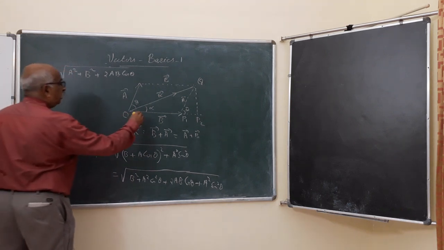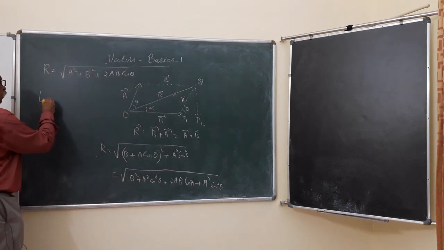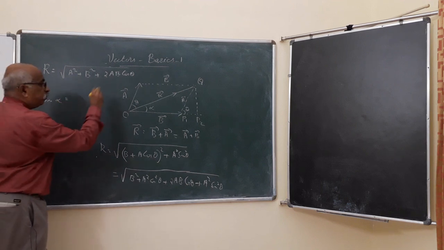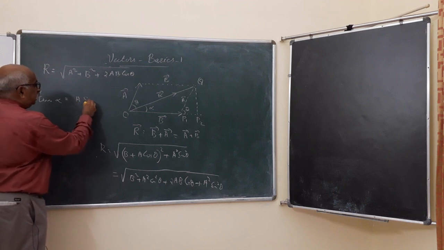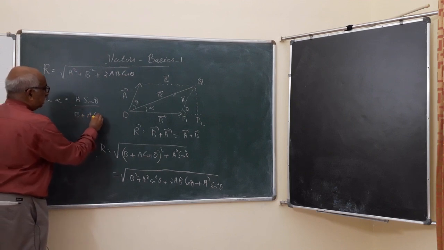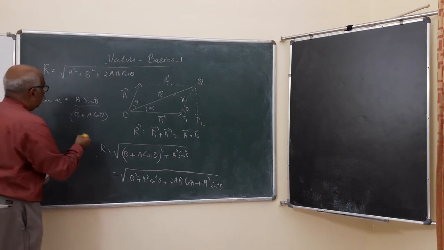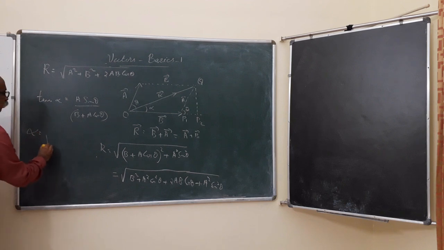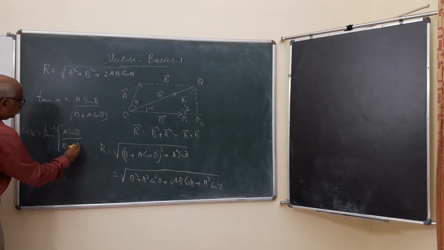Now let us see what is the direction of this resultant of two vectors. The resultant is given by this alpha, how it is oriented with regard to vector B. Tan alpha is equal to opposite side by adjacent side. Opposite side is A sin theta divided by B plus A cos theta. Or alpha is equal to tan inverse of A sin theta divided by B plus A cos theta.